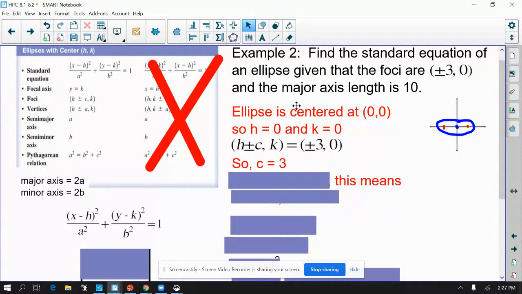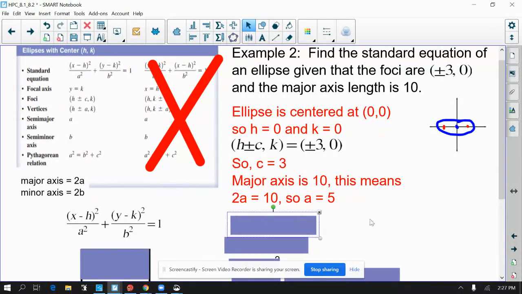So that's what I can pull from the foci. But then it tells me that the major axis length is 10. Remember, that's the distance along the longest route of the ellipse. This is 10 units long. Well, if it's 10 units long, then the major axis is twice a. So 2 times a is 10, which means a is 5. And if a is 5, I know that I'm going to put 25 under here because a squared is 25. But I don't know what b is.